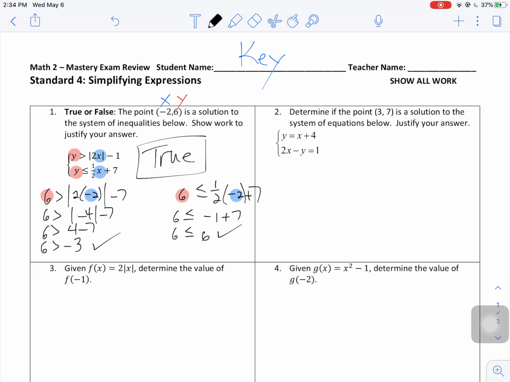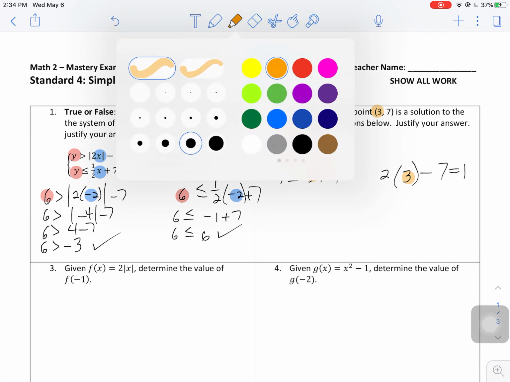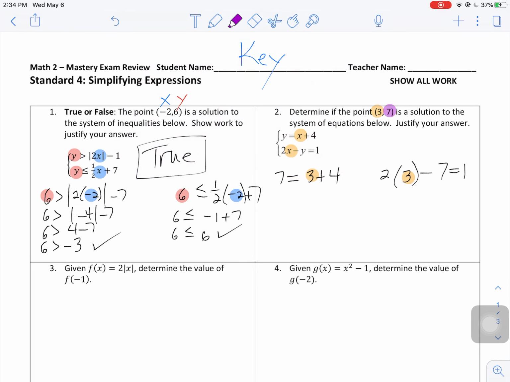For number 2, determine if the point (3, 7) is a solution to the system of equations below. Justify your answer. So where we see a y, we're going to want to plug in 7. Where we see an x, we're going to want to plug in a 3. So again, to color code that, make sure we're on the same page, x is 3, so all those x's are 3s, and then y is 7, so y is 7, y is 7.